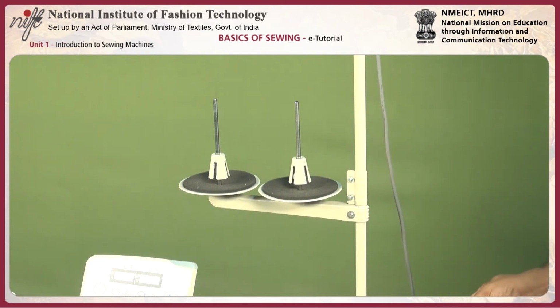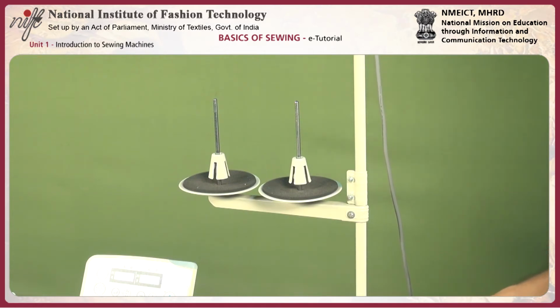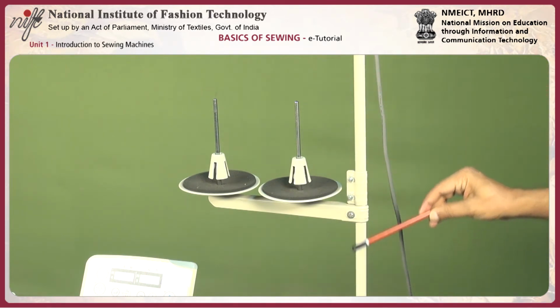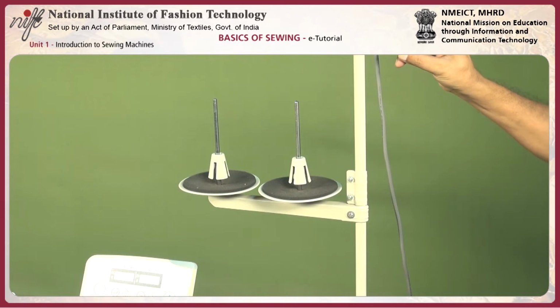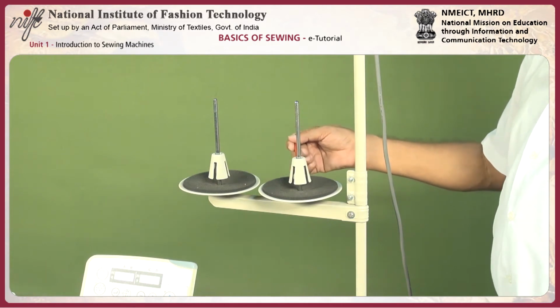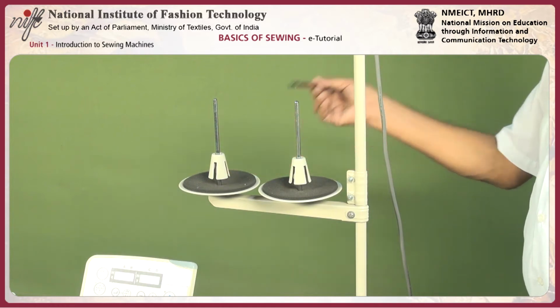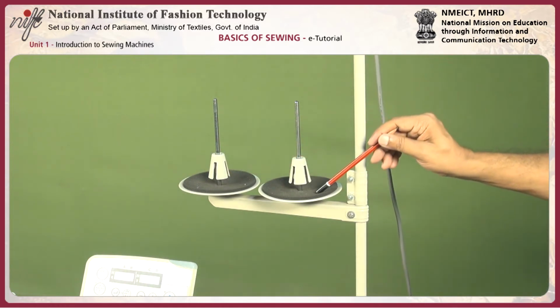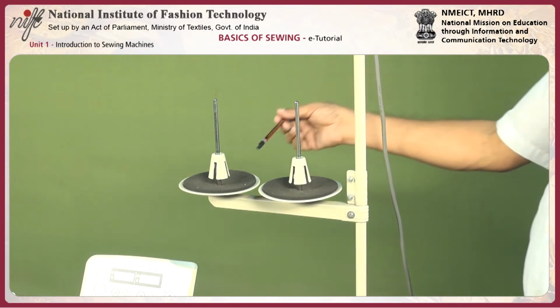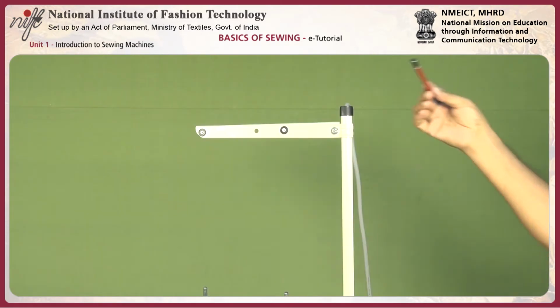This is a power supply cord to supply power to the motor. The motor is attached at the bottom side of the sewing machine. This entire set is called the spool stand or cone stand. There are two plates available, one for bobbin winding and the other for needle thread. This one we use for bobbin winding and this one we use for needle thread supply.